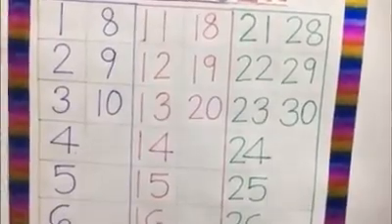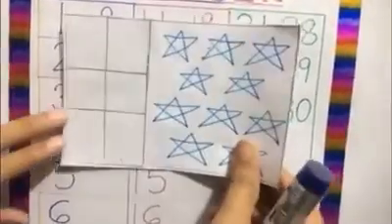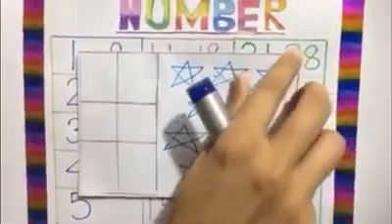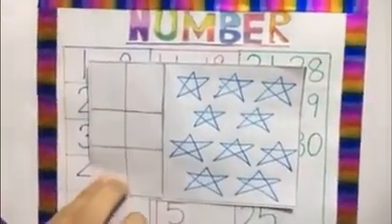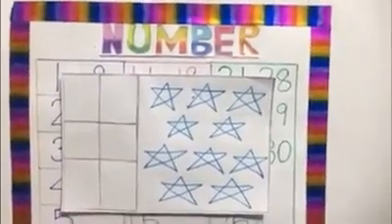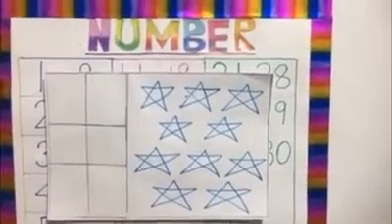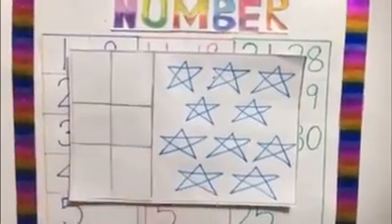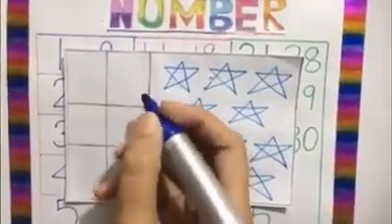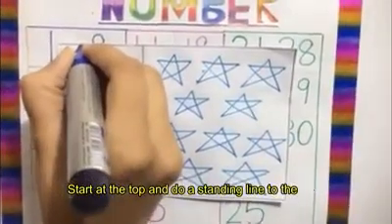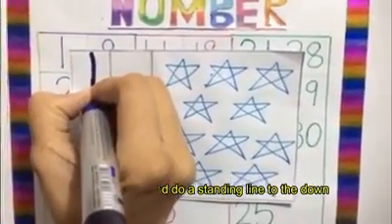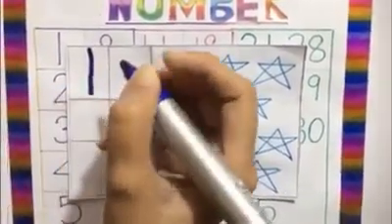Number 10. Let's write the number 10 really quick. To write the number 10, you have to write first number 1. Start at the top and do a standing line down.